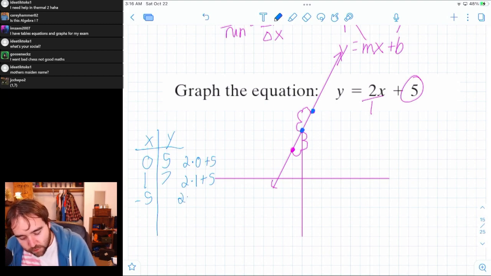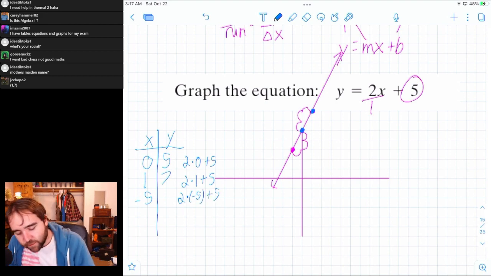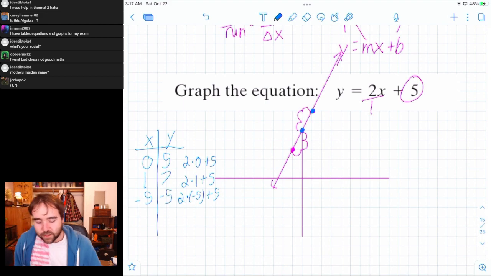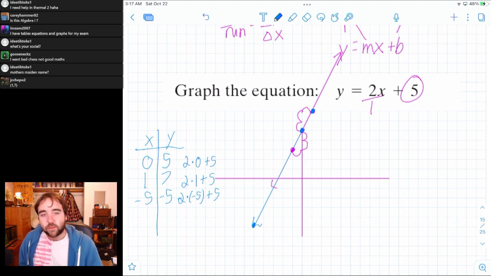So we're going to do 2 times -5 plus 5. So -10 plus 5. Very interesting. That's -5. So that's the point -5, -5. And so let's see if that looks like it should be on the graph. Right there. I think you got to admit, if you connect those, yeah, that point should be on that line if we extended it out.